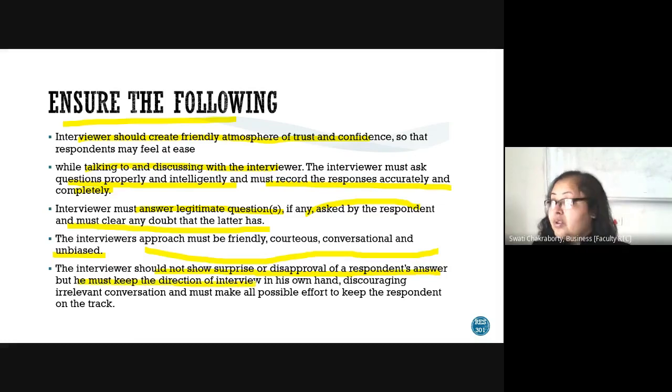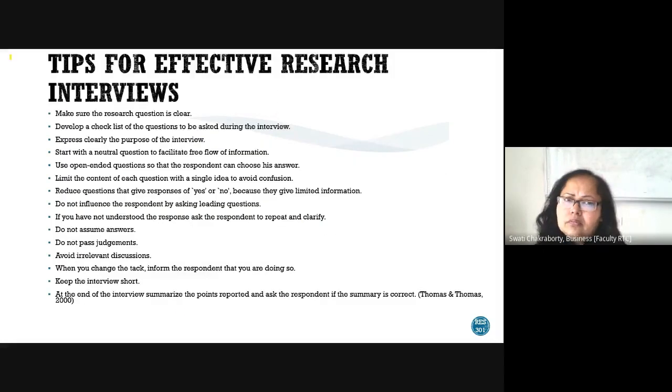You should not show any surprise or disapproval of the respondent's answer, but he must keep the direction of the interview. He here is the interviewer. You must keep the direction of the interview in your own hand. You should direct the interview, right? Discouraging any sort of irrelevant conversation, and also make all possible effort to ensure that your respondent is on the track.